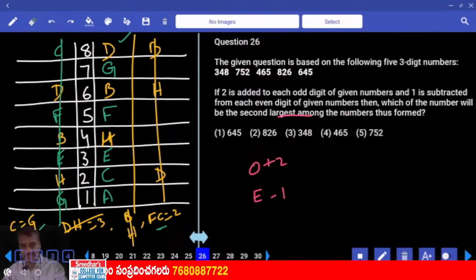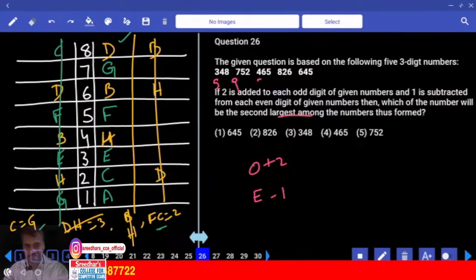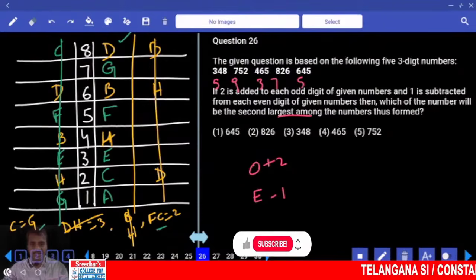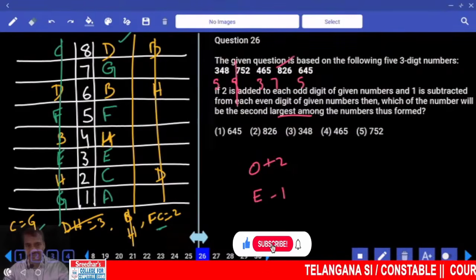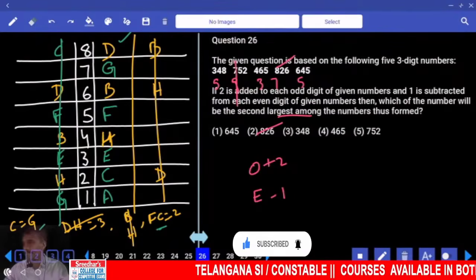Now here the odd digit will be 5. Now this is an odd digit, this is 9. Now this is an even number, this is 3. Now this is an even number, this is 1. Now this is even, this is 5. Now the question is about the second largest. 9 is the largest, the second largest is 826. 826 is the choice to question number 26.